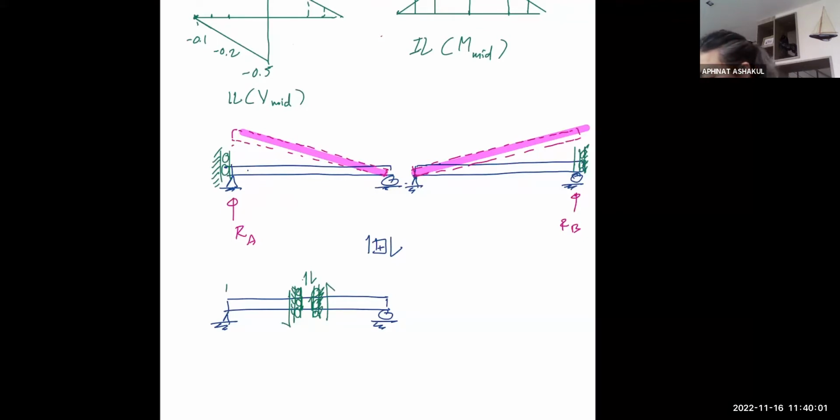So now if I let this go, my beam, because that is down, it's just gonna have to go down like that on the left, and it will just go up like that on the right. So that becomes the shape, the shape of the influence line of the shear force at midspan.